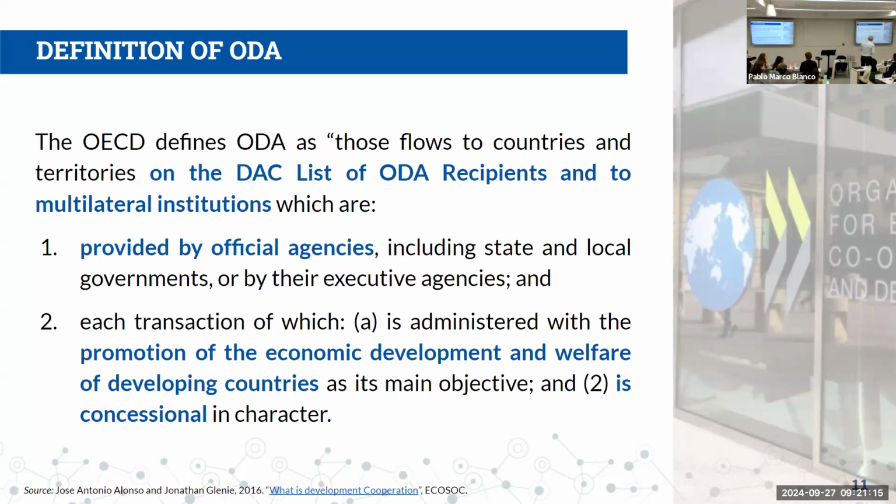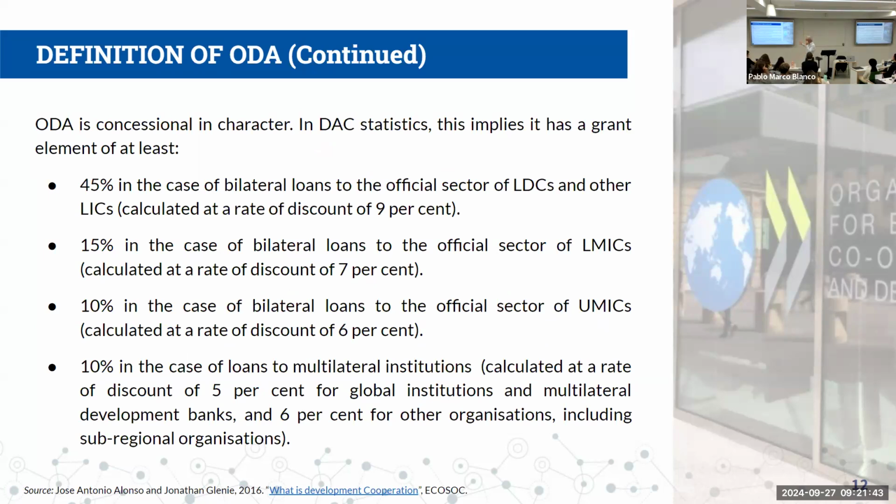This aid should be, one, provided by official agencies, and two, still with the idea that the goal is promotion of economic development and welfare. And it's concessional, which means it's provided on very good conditions, either as grants or as loans. When we talk about concessional, there is some more information about what that means. I'll leave it here and give you a copy, but I think it's really critical to know now.